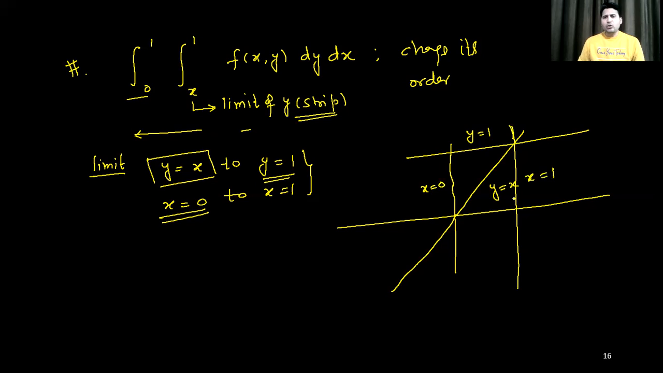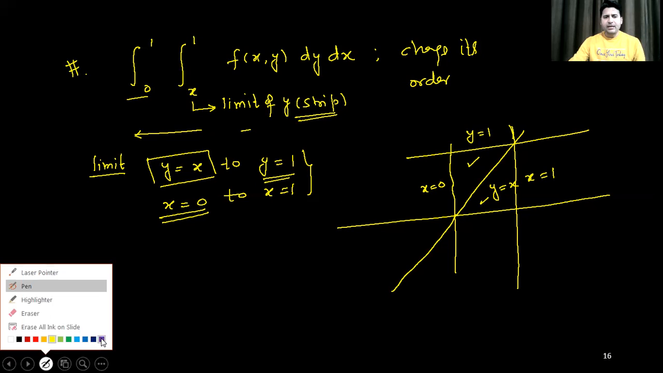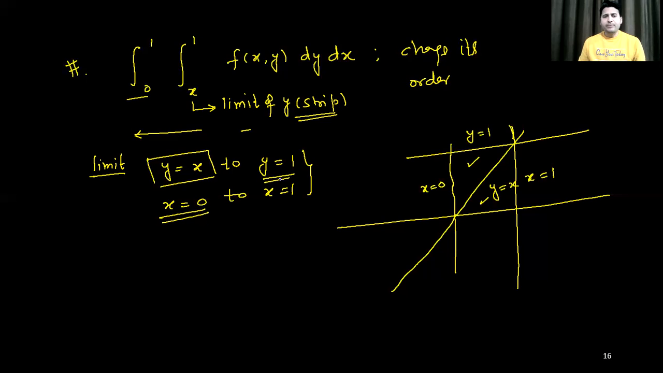Now if you see, we have two triangles, an upper triangle and a lower triangle. So the question arises, which one should we take? Should we take the upper triangle or the lower triangle? The answer comes from the limit. The limit is given as y equals x to 1. So y equals x is this line and y equals 1 is this line, meaning y goes from x to 1. So obviously the region of the integral will be the upper triangle.